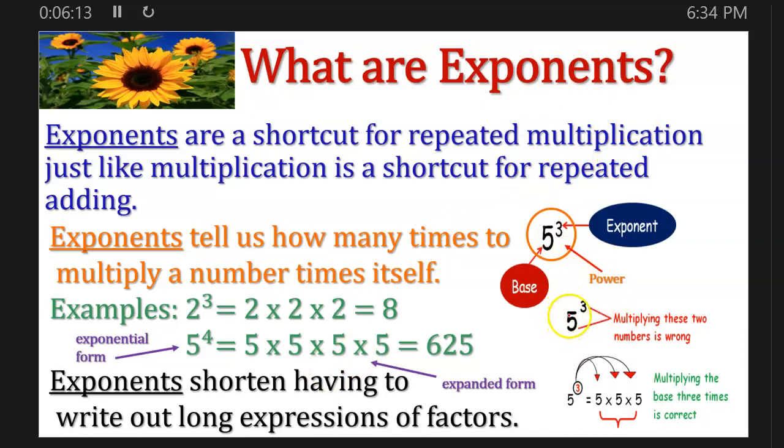And don't forget to watch out, because a lot of times students forget that you do not multiply the base times the exponent. The exponent is merely telling us how many numbers to write in our expression to multiply. So if there's a 3 here, then I know there's going to be 3 5s that I'm multiplying together.